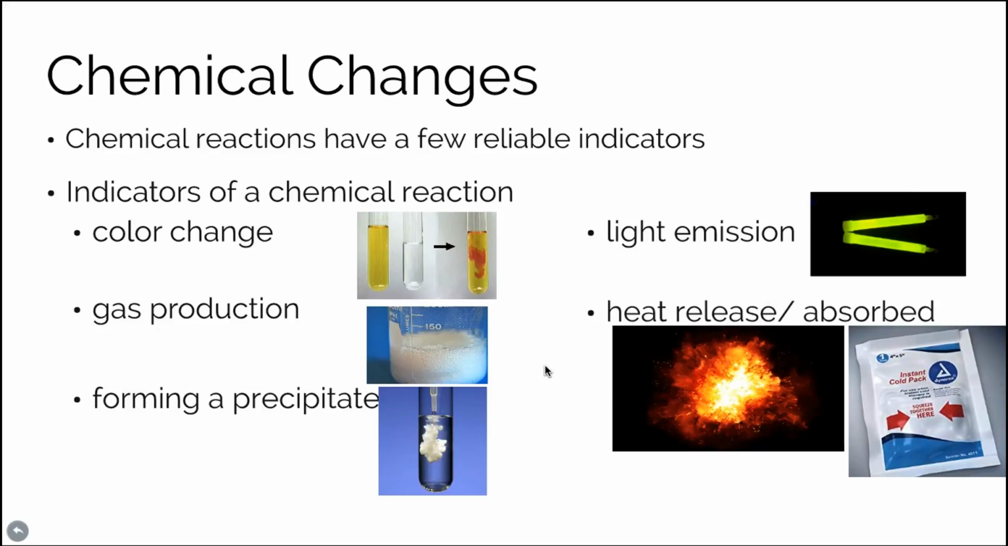And finally, the last type of indicator that you might look for is heat being released or absorbed. Two examples of this are an explosion or fire. This is a big release of energy, and it gets very hot. It releases a lot of heat, so you know that is the product of a chemical reaction. And also, if you ever used these instant cold packs, you're mixing some compounds together, and together they absorb energy. Instead of making something hot, it starts to absorb energy, and it makes the surroundings cold.